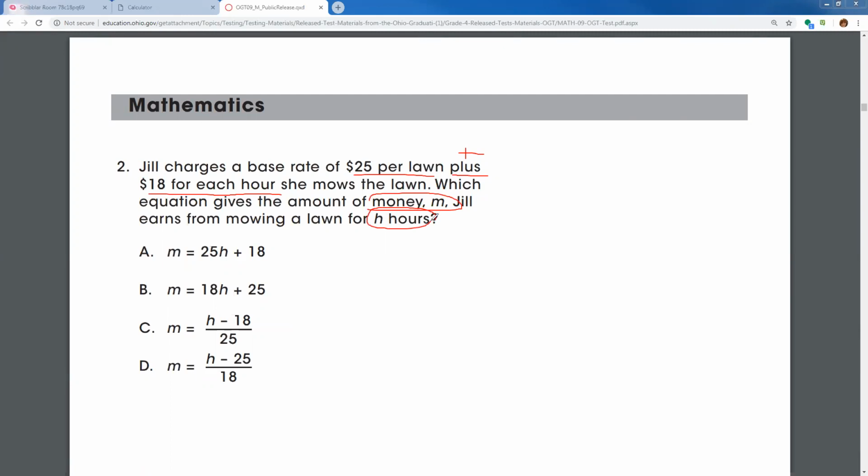The 18 for each hour, so the 18 goes with H because it was related to hours, and since we had plus, it was 18H plus the 25. Good.